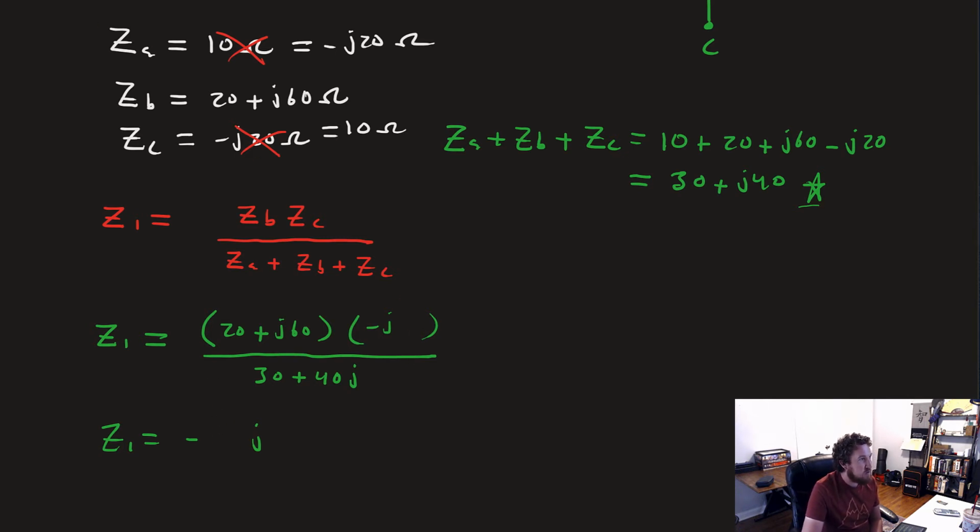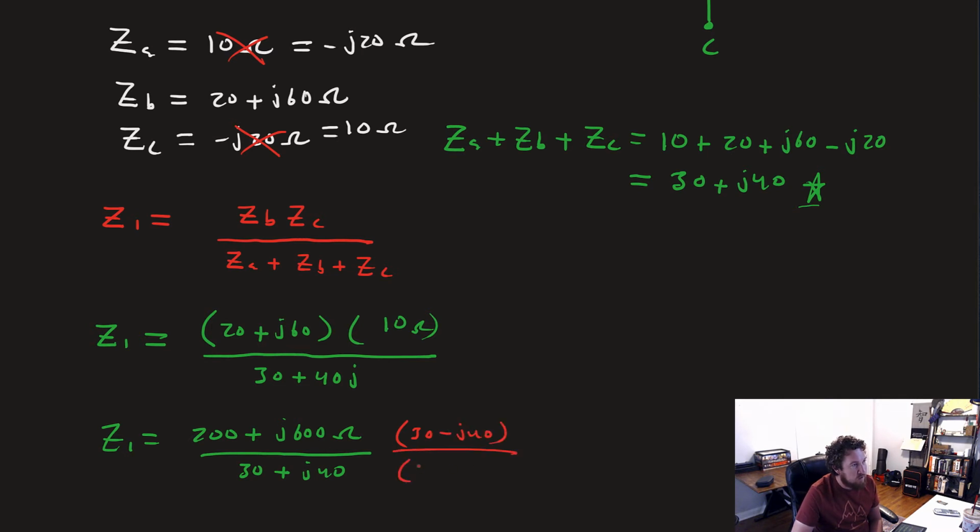So let me erase. Oh, come on. Give me the eraser. There we go. So that's just times 10 ohms. So we factor the 10 through, and we're going to get 200 plus J600 ohms over 30 plus J40. Remember, we're going to multiply by the complex conjugate, 30 minus J40 over 30 minus J40.